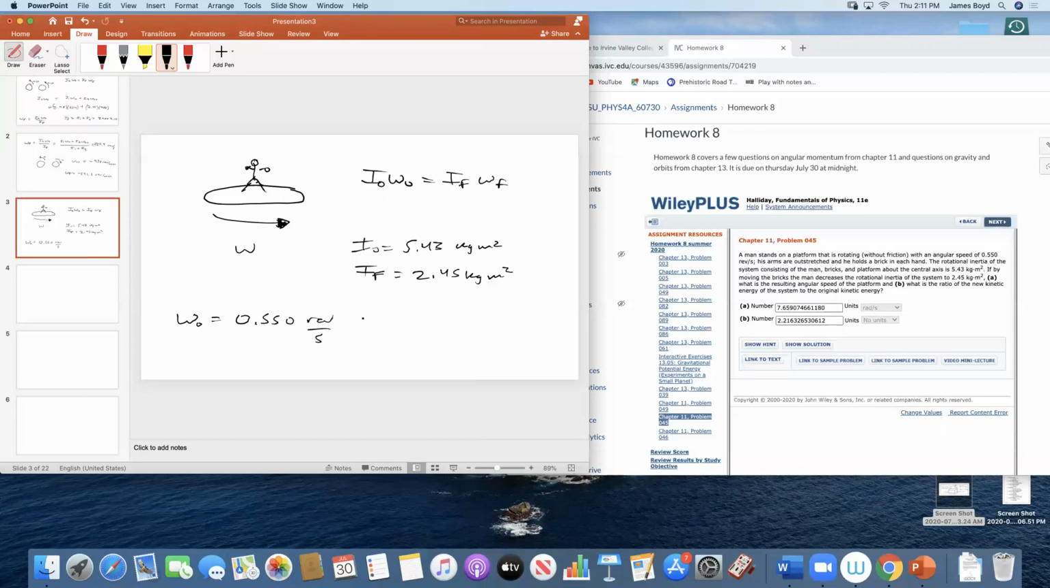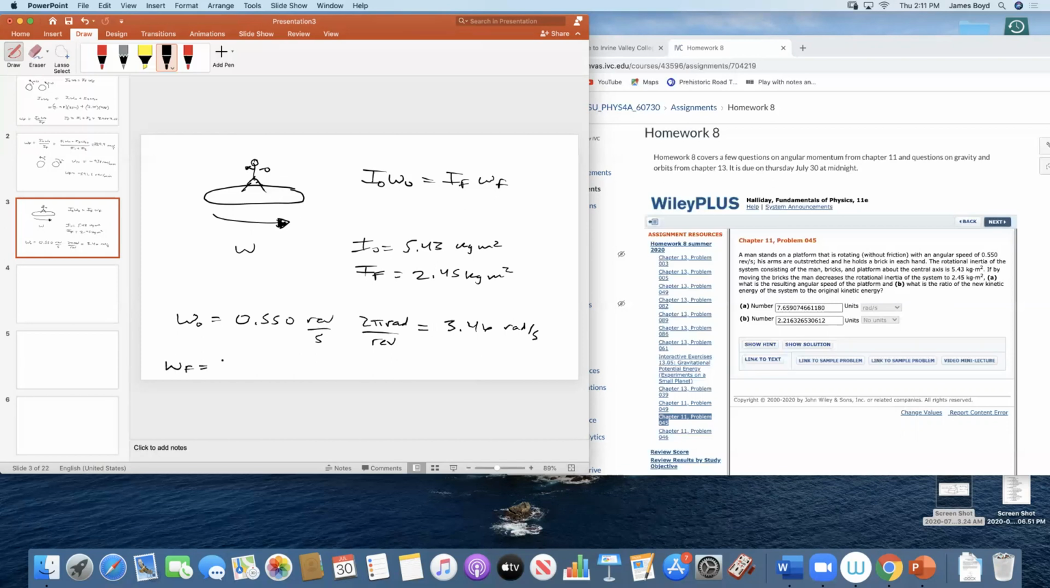Now, one revolution is 2 pi rads. It goes around 2 pi, right? So 2 pi rad per rev means that we get 2 pi times 0.55, which is 3.46 rad per second. You have to turn it into rads per second because the number that Wiley's asking you for has units of rads per second. They want rads per second. So the rest of this is pretty easy here.